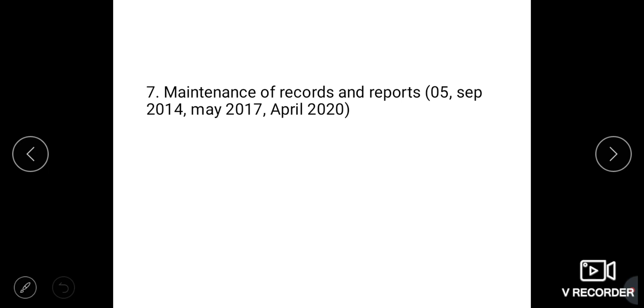Maintenance of records and reports. I think the university has asked this three times. One time it was 2 marks, differentiate, and the other two times 5 marks. Okay, so we will just briefly discuss it. If asked, we will complete it.